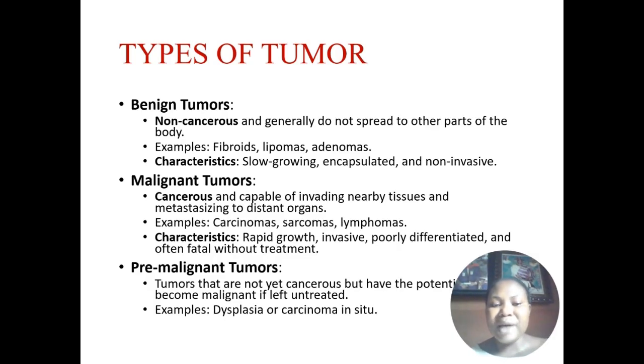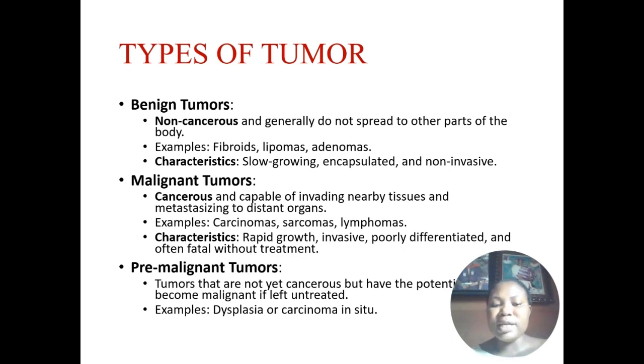Then we have the malignant tumors. These ones are cancerous, they are capable of invading nearby tissues, and they metastasize to distant organs. The characteristics are rapid growth, invasive, poorly differentiated, and often fatal without treatment. Examples are carcinomas, sarcomas, lymphomas.